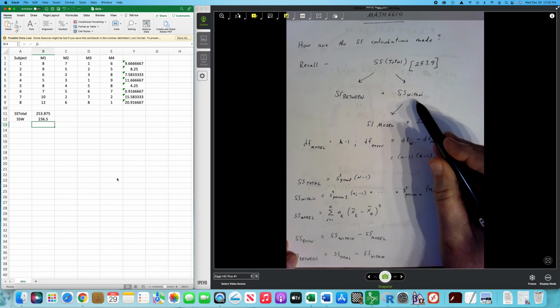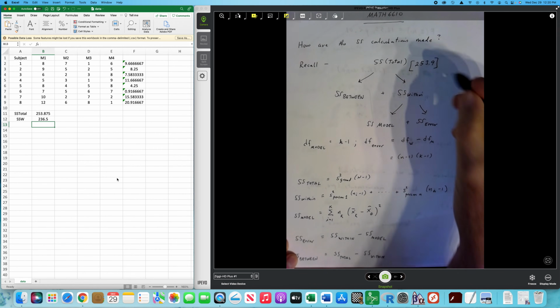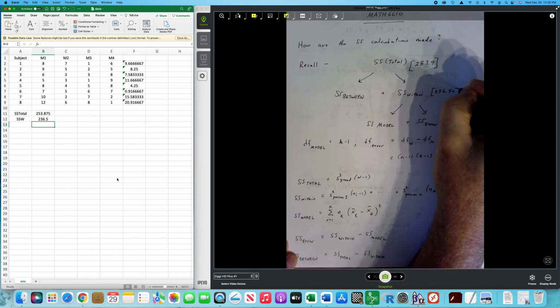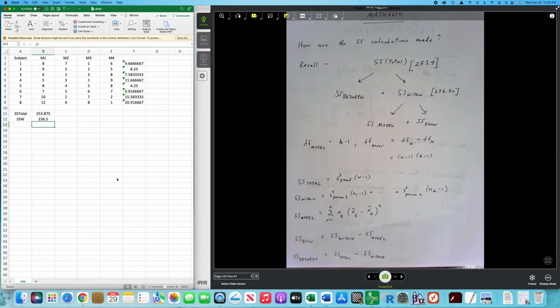So the sum of squares within would be 236.50. Now the next thing we need to do is we need to see how this 236.5 breaks down. So the sum of squares for the model switches focus on the measurements across, well, the different measurements. So now what I want to do, and let me give me a little bit of space here.